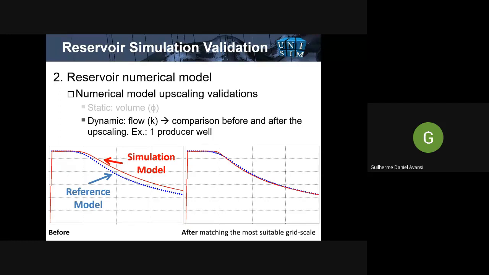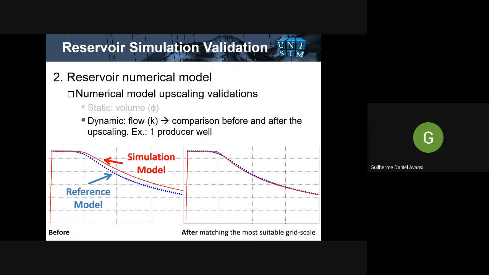As we can see here, we have the same pattern but different production curves. This is before the calibration, okay? And this is after the calibration. So as you can see here, now the reference model, the high fidelity model, is following the same behavior, the same production curves, as the simulation model. This is a very good comparison that we can do.